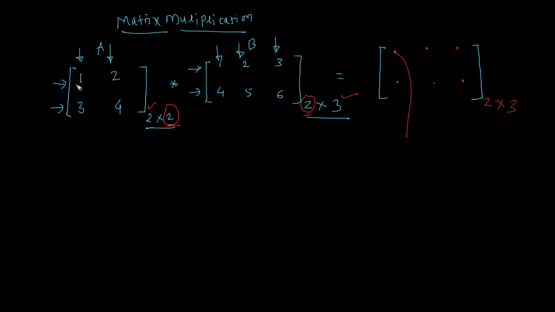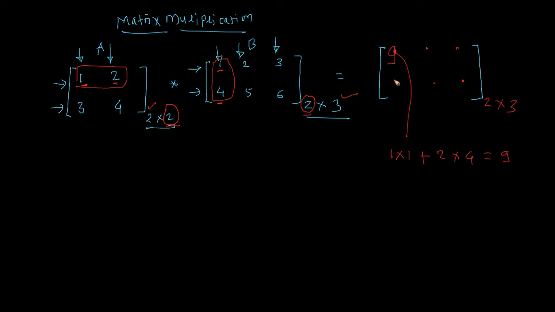So this element here is equal to the first row of this matrix multiplied with the first column of this matrix, right? So this element is equal to first row, first column. So perform the element-wise multiplication and addition of this row and this column. So we have 1 into 1 plus 2 into 4. This one multiplied with this one plus this 2 multiplied with this 4. It gives us 1 plus 8, which is 9. So this is 9.